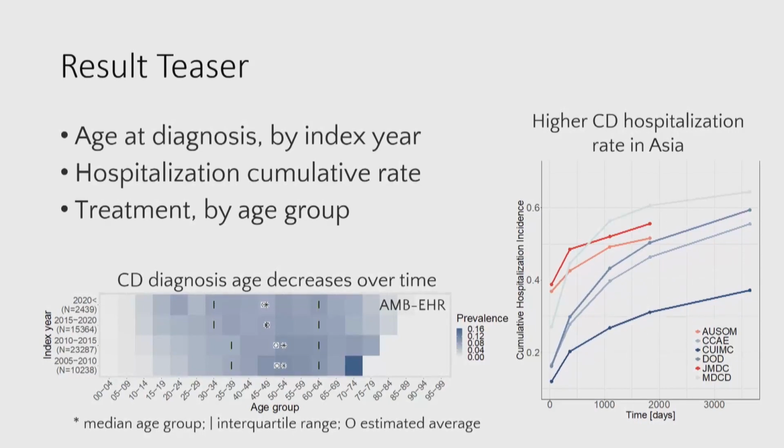The second one, on the right-hand side, looks at hospitalization rate post-diagnosis with, again, Crohn's disease. What you can see here is that in both Asian databases from Japan and Korea, the initial hospitalization rate is actually higher than in the US. And interestingly, this is not the case for ulcerative colitis, where all databases have pretty much the same hospitalization rate over a long time.